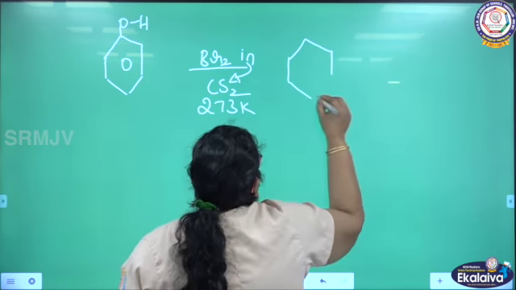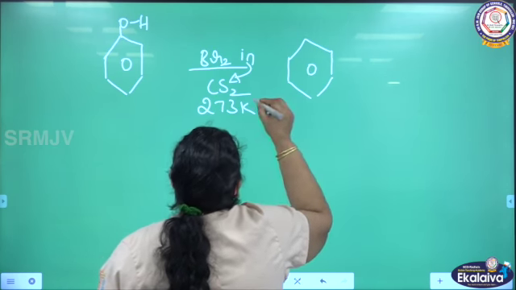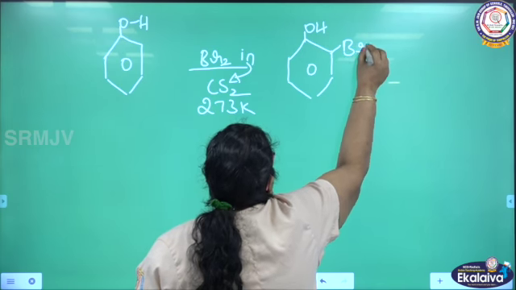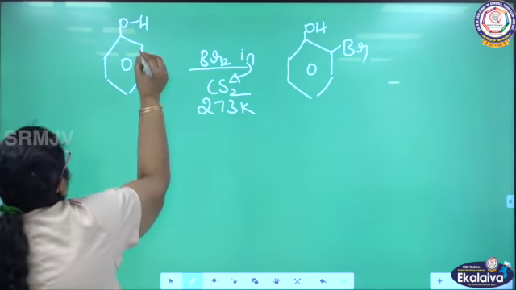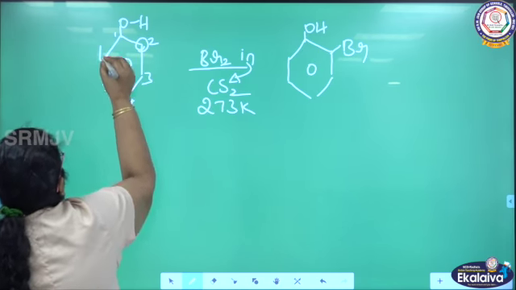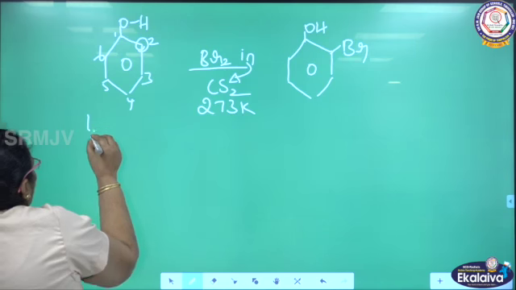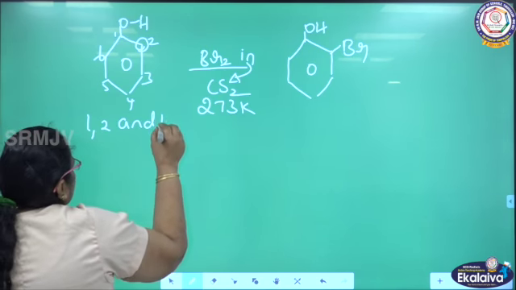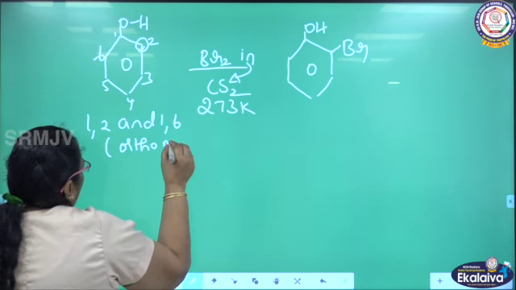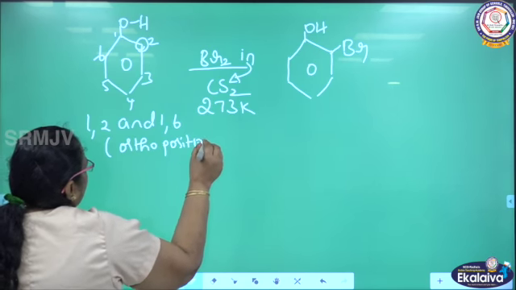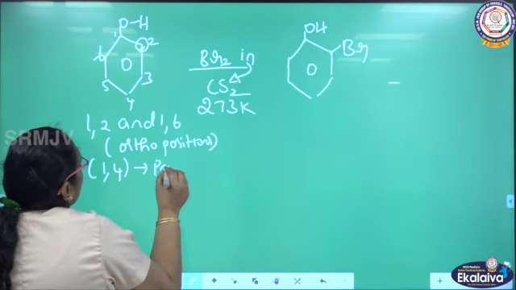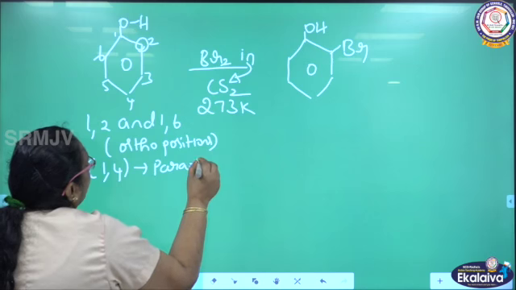I am getting two different types of substituted products. One is where bromine is substituted in the ortho position. What is the ortho position? I told you about the ortho and para positions in the benzene ring. 1,2 and 1,6 are ortho positions. 1,4 is a para position.